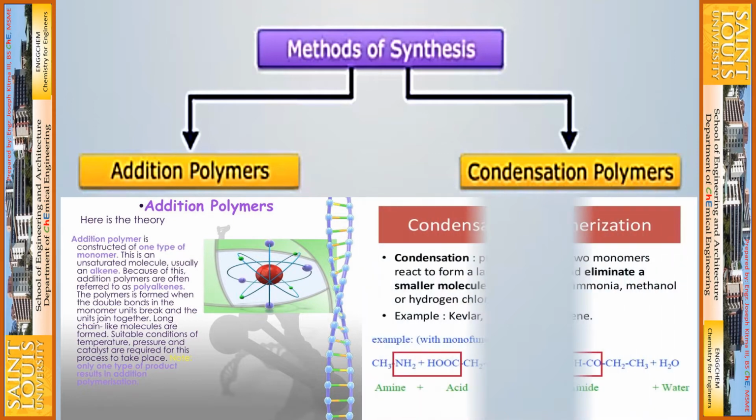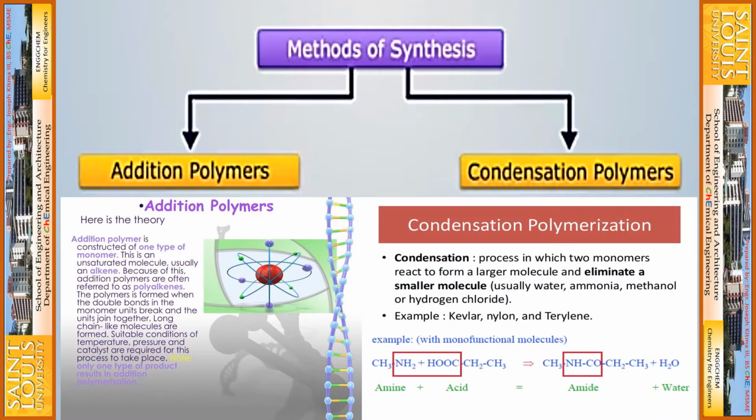For condensation polymers, condensation is a process in which two monomers react to form a larger molecule and eliminate a smaller molecule, usually water, ammonia, methanol, or hydrogen chloride. Examples of condensation polymers will be Kevlar, nylon, and terylene.